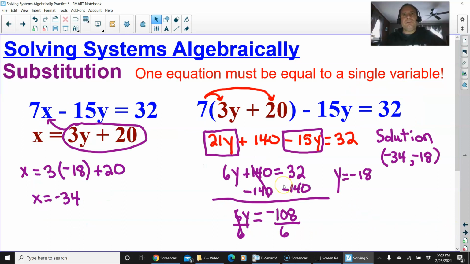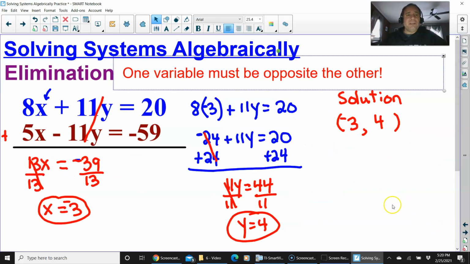In this case, we used substitution as well, and we had only one equation equal to a single variable. So I circled that expression, and then I substituted in for the x, and I showed you that here, solved for x and solved for y, and then substituted back into the easier equation already solved for x to get the x. For elimination, one variable must be opposite the other.